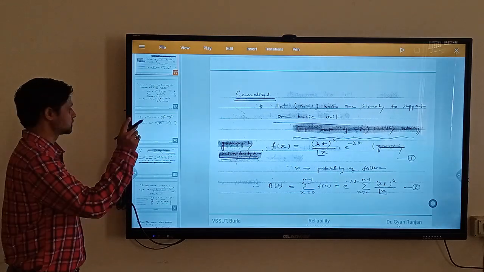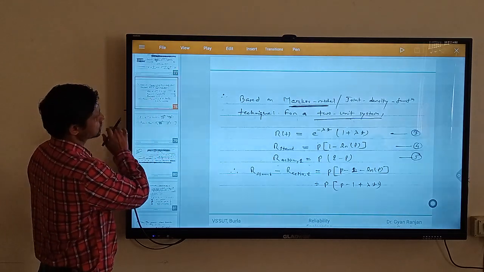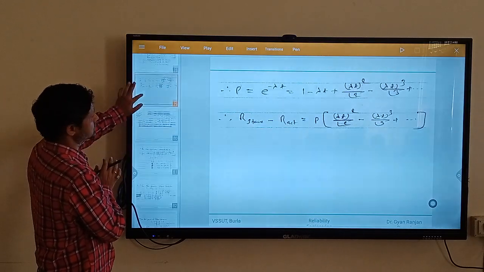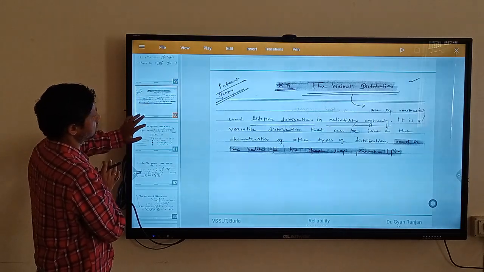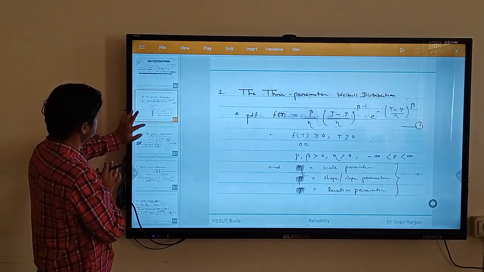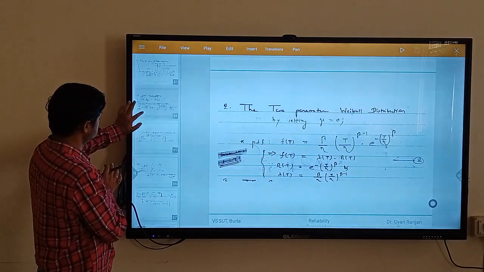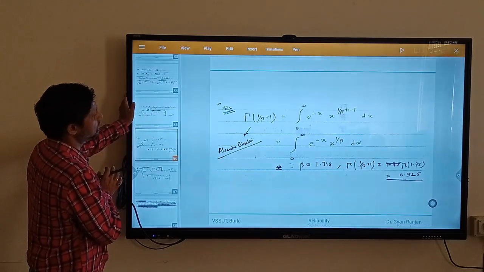Generalization when we are considering some distribution function. So I am skipping it. Markov model, right now skip this portion. We will take it as model 3. This we will discuss. Okay.